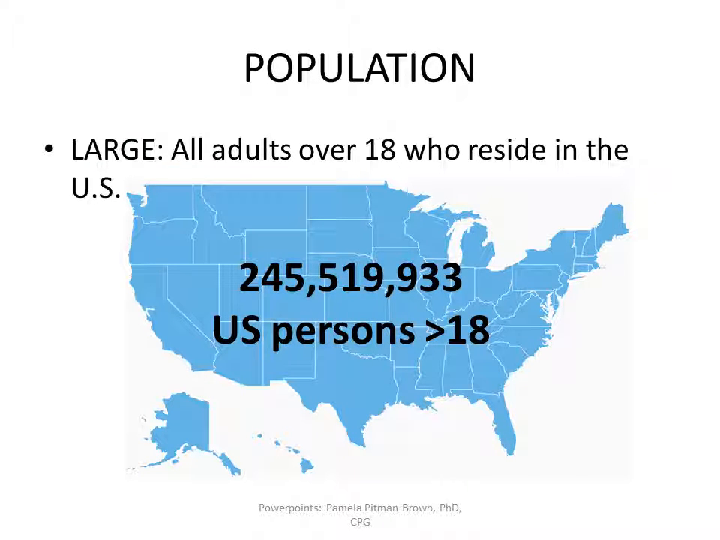When we're talking about populations, we could talk about a large population. A large population of interest might be all adults over the age of 18 who reside in the United States. Right now, we might have over 245 million adults over the age of 18 who reside in the U.S.